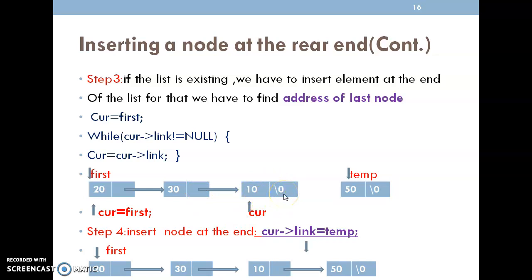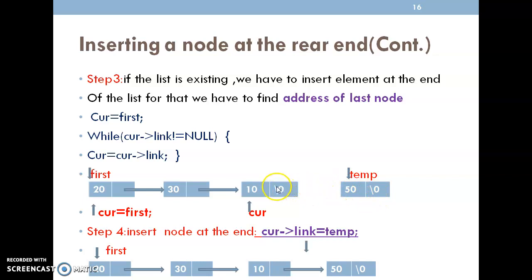Then we have to stop the iteration. Then what is the latest value of current? Current reaches the last node of the list. Then once we get the last node, then attach this new temporary node at the end.